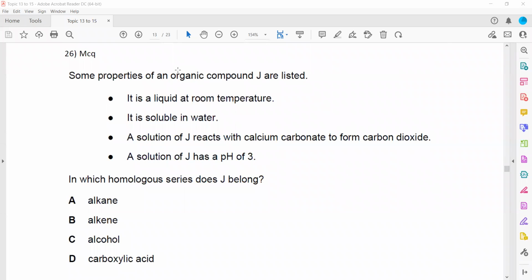Some properties of organic compound J are listed. From these properties, you have to identify what this organic compound J is. It is a liquid at room temperature. It is soluble in water. Solution J reacts with carbonate and has a pH of 3. So this gives an idea it is a carboxylic acid, because pH 3 means acidic, and reacting with carbonate is a characteristic of acids. Acid reacts with carbonate to give off carbon dioxide.